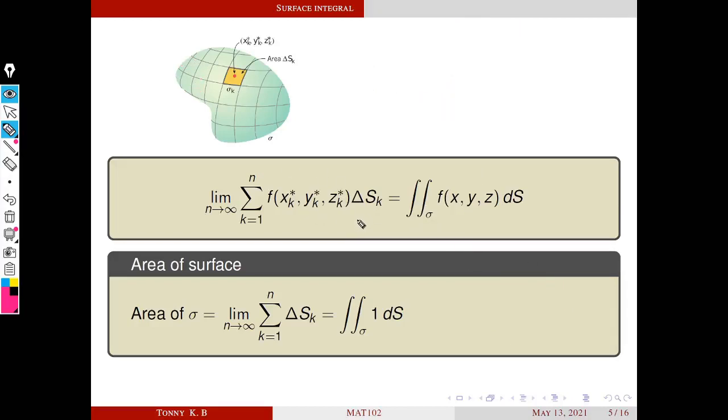The next problem is how to evaluate this double integral over a surface. We know how to evaluate a double integral in the xy plane. Next we are going to introduce a simple formula for evaluating it like our usual double integral, because we can't evaluate this double integral using the infinite sum. This is not easy to calculate for functions, so we have to find a simple formula.